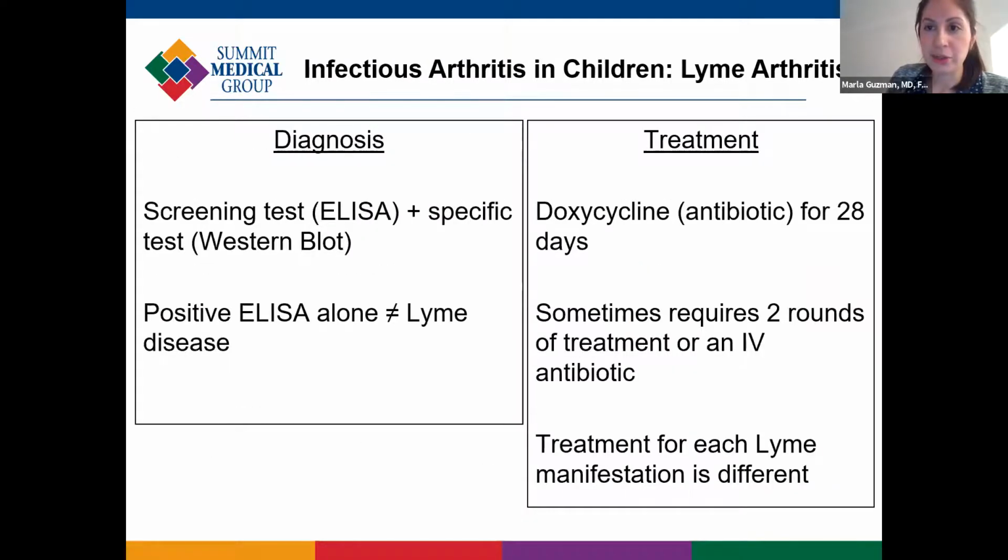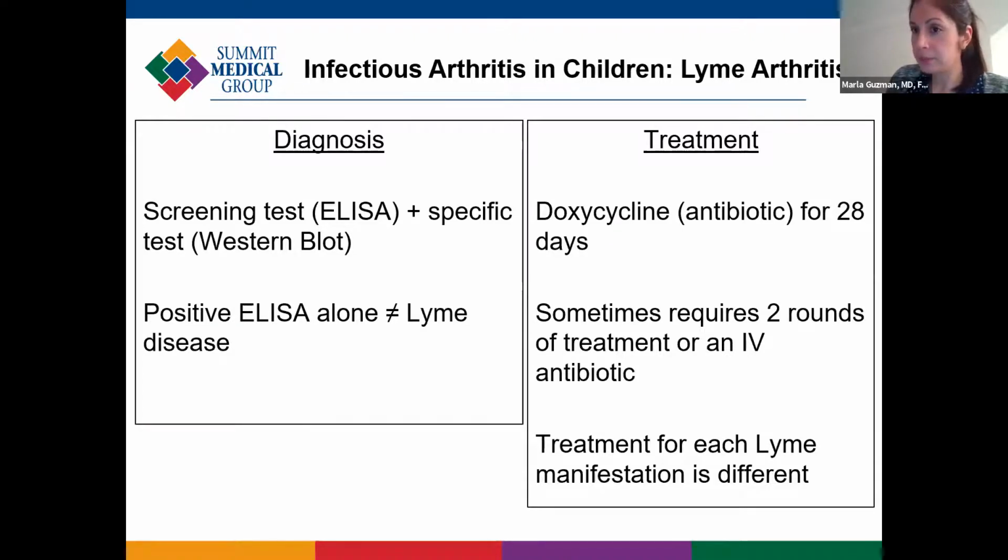So how do I diagnose it? How do I know that it's Lyme? We do blood work. We do a screening test, which is called an ELISA, which measures antibodies to Lyme. And if this is positive, the lab will reflex it, or automatically send it, to another more specific test called the Western blot. So just because a child has a positive ELISA does not mean that they have Lyme disease. And that's something important to keep in mind.